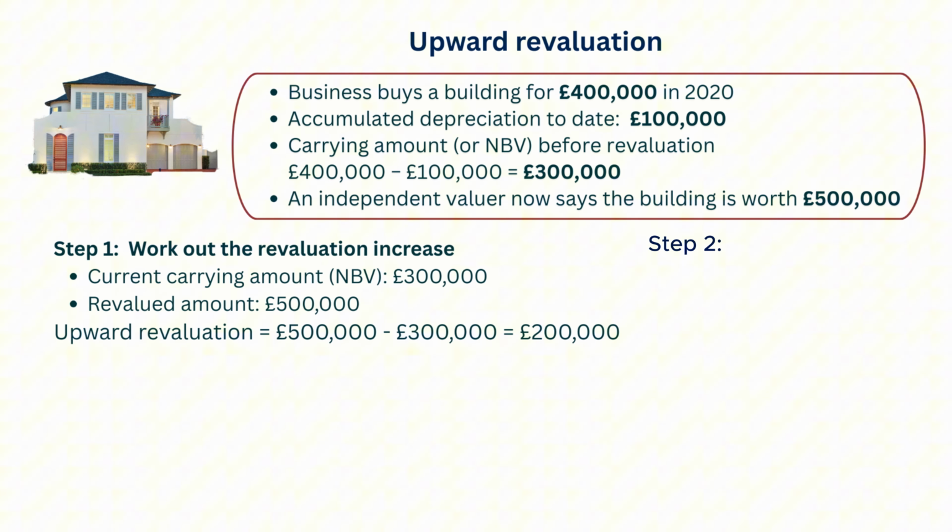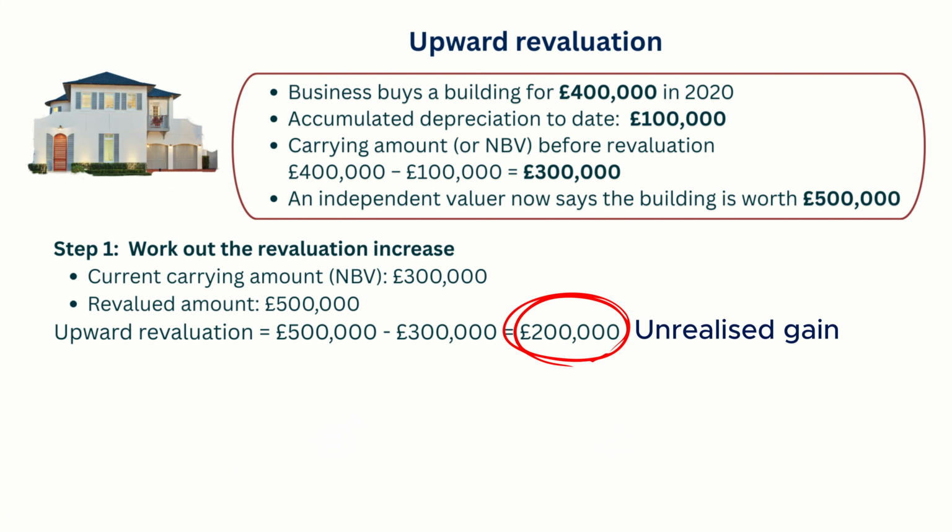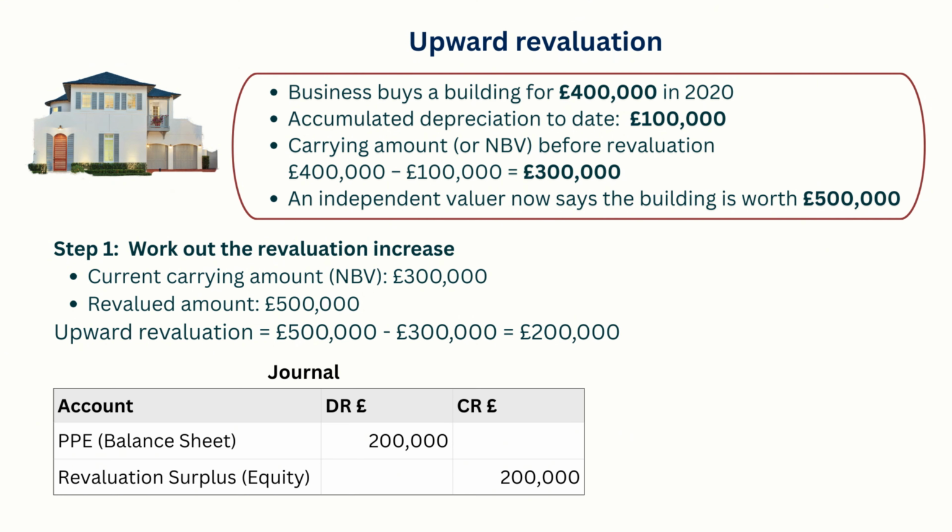Step 2. What has not happened? The building has not been sold, no cash has come in, no customer transaction has occurred. So this $200,000 is an unrealized gain. It exists only on paper. Step 3. Because it's unrealized, the gain does not go to profit or loss. Journal entry is debit property, plant and equipment $200,000 and credit revaluation surplus.